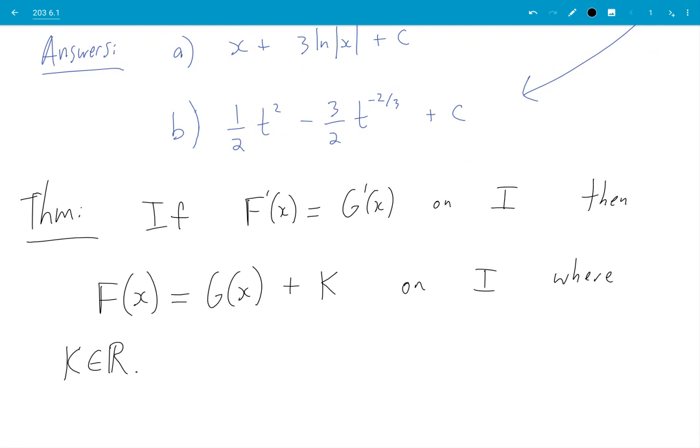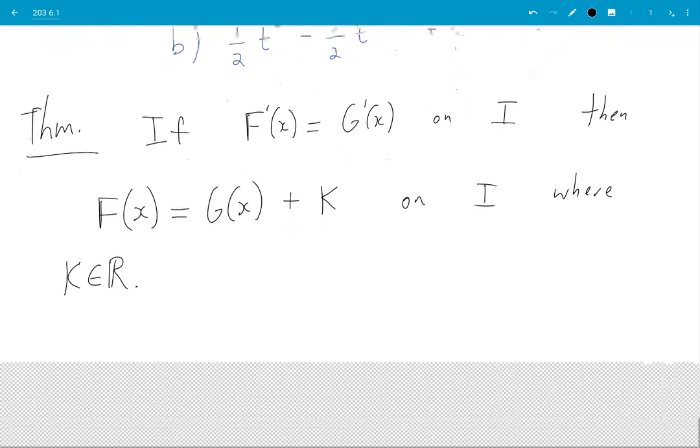Okay, the other way around is clear. If you have this equation and you do a derivative of both sides, you get this. What we're talking about is the harder direction. It's like, okay, if I have equality of the derivatives, the connection between the original functions is, well, they differ by a constant.